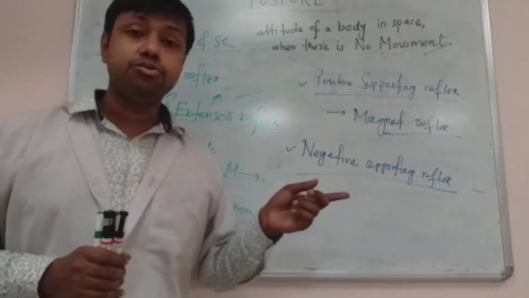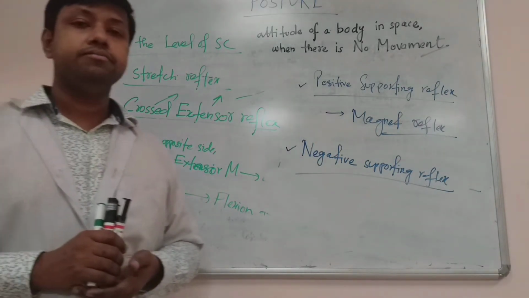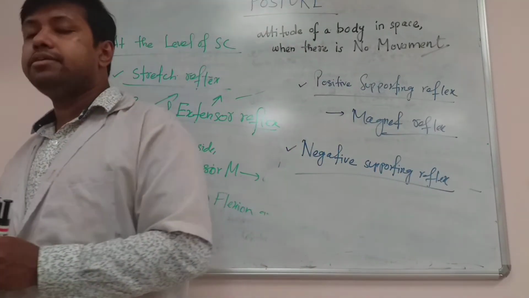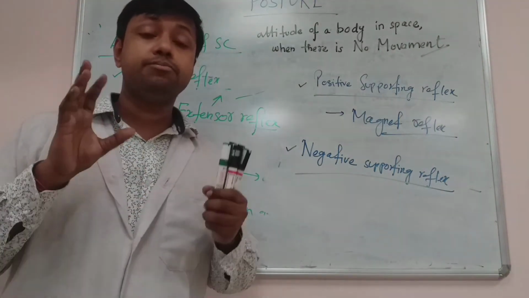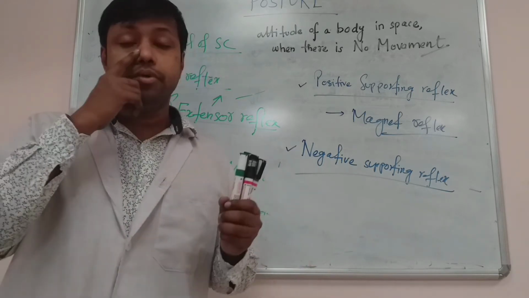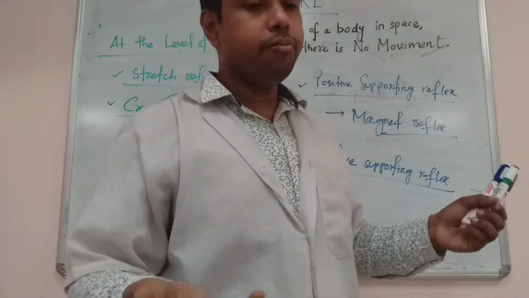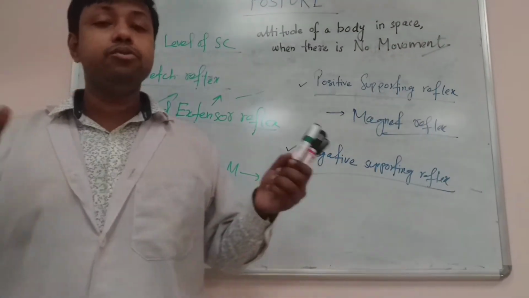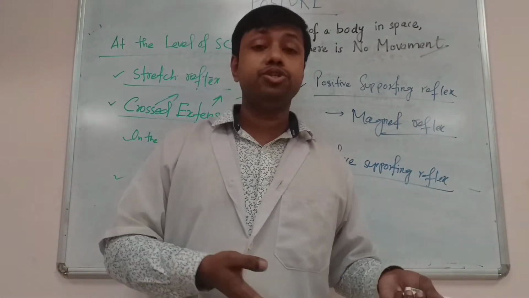If there is a midbrain lesion also, posture may be affected, and if there is a lesion in the cerebral cortex also, posture will be affected. Okay, so again you should not forget to summarize what posture is. Posture is nothing but a specific attitude of a human body or an animal in space when the body is not moving. So when the individual or the object is not moving and it takes a specific attitude in space, then we call it a posture. In my example we can give sitting posture, standing posture, and all those things.